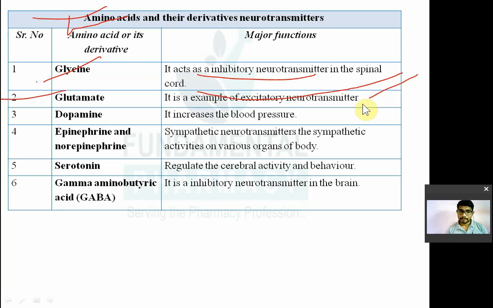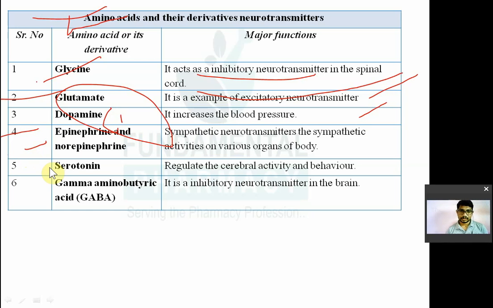Then epinephrine and norepinephrine, also known as adrenaline and noradrenaline, are derived from, or biosynthesized from, the amino acid tyrosine. They are the sympathetic nervous system neurotransmitters for the adrenergic nervous system. The next one is serotonin. It is also synthesized from an amino acid. Serotonin is also known as 5-hydroxytryptamine, 5-HT.